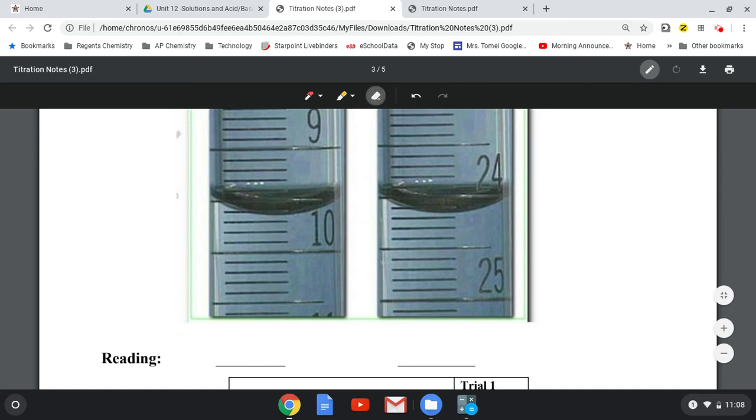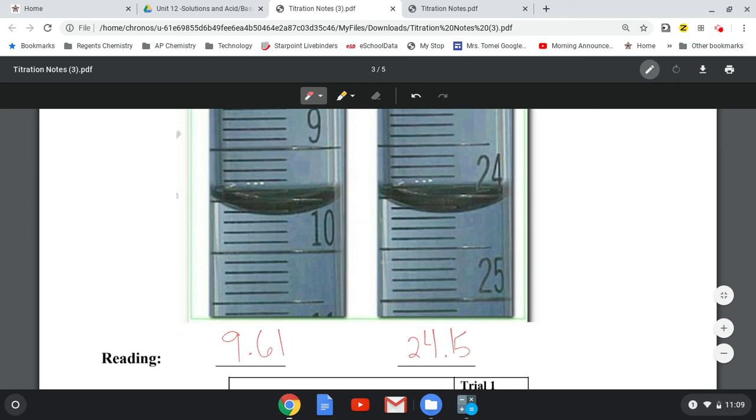But here it's between 9 and 10. So we know our answer has to be 9 point something. And we can see that it's more than halfway. It's actually right below the line for 0.6. So we could estimate that it's 9.61. On the other side, the final reading, we're somewhere between 24 and 25. So we're going to call it 24 point. And we can see that we're just below the mark for 0.1, maybe halfway. So let's call it 24.15.